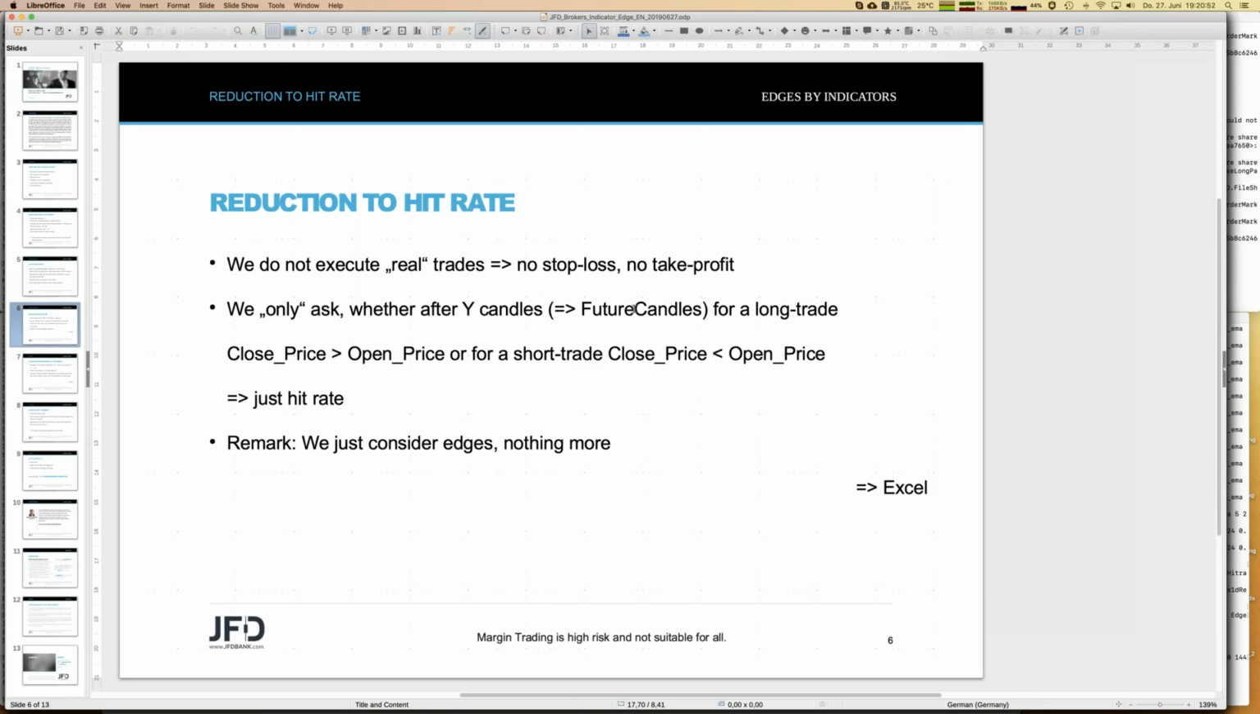And would a short trade be positive? The condition is quite easy. Then the close price after Y candles has to be below the open price of our trade. Once again, no costs involved, no spread, nothing. We just talk about hit rates, nothing else.